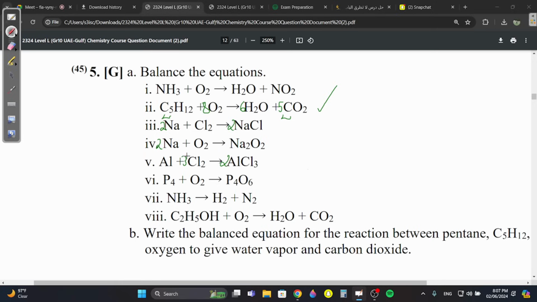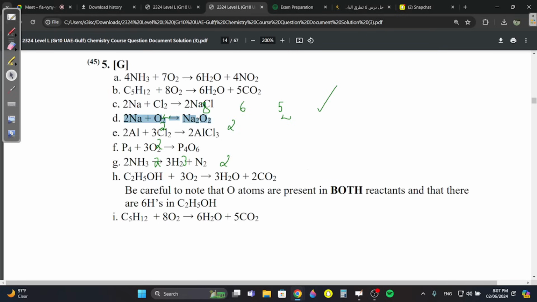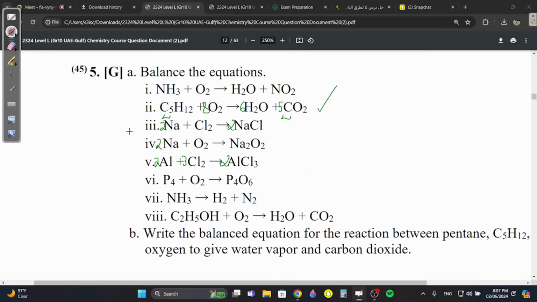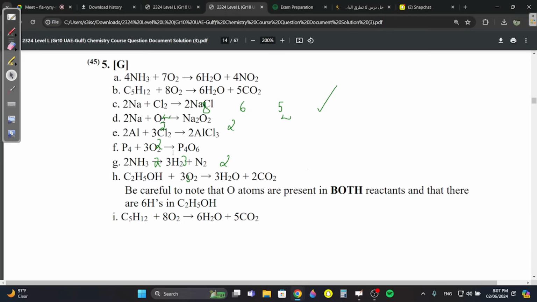Now I have 6 here, 6 here. But I have 2 aluminiums here, so I need to have 2 here. Just balancing, guys. 2, 3, 2, yes. Then phosphorus, I have 4 here, I have 4 here. I have 6 oxygens here, so I have to multiply this by 3. Is that it? Multiply by 3.